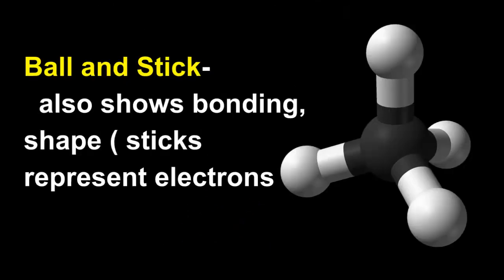The ball and stick model we sometimes want to use because it shows how the atoms are bonded together. The sticks represent the bonding electrons, and the ball part is the nucleus and the non-bonding electrons, essentially. And so sometimes this can really help us understand the angles between the atoms, which can be very important, which leads to the shape of the molecule, and that can be very, very useful.